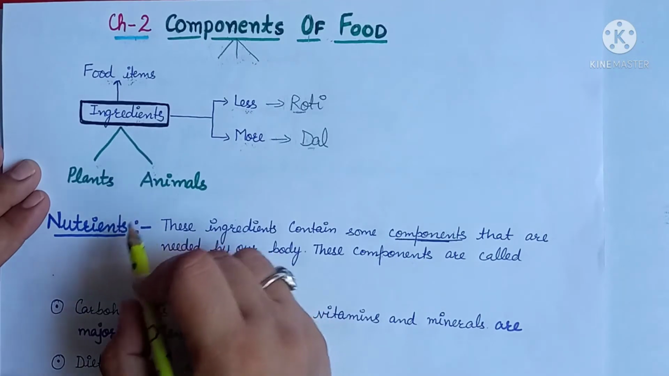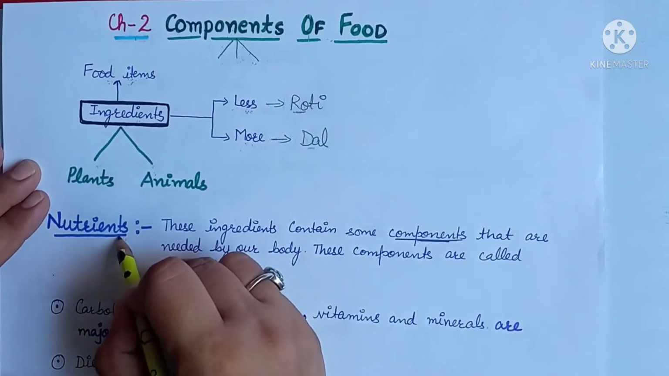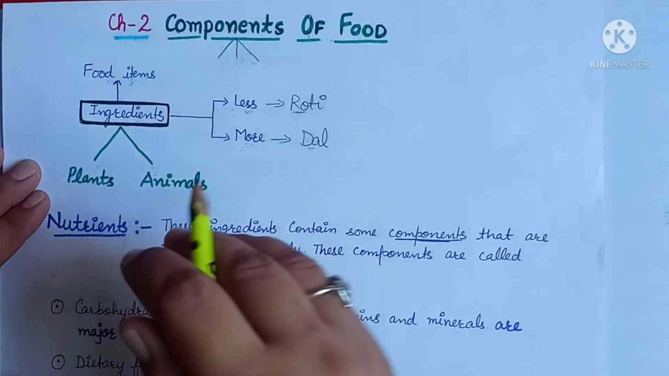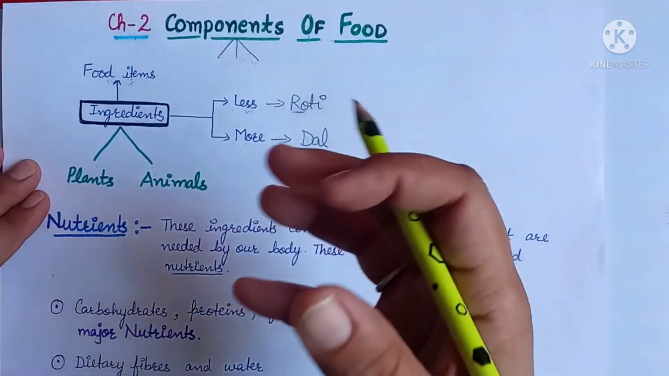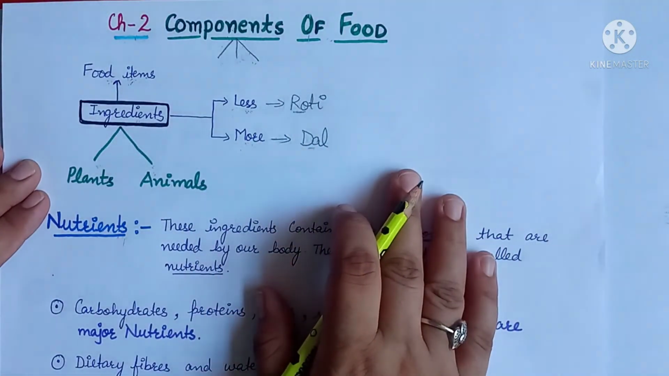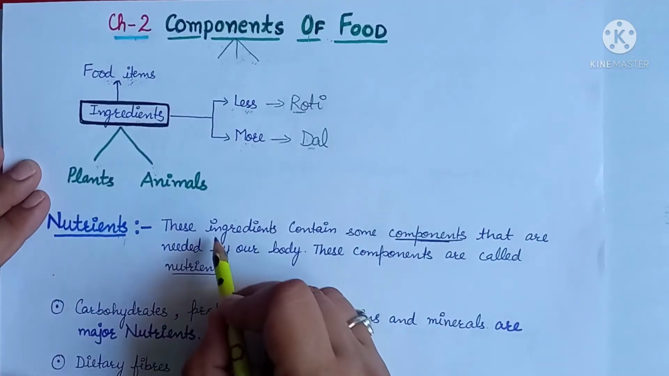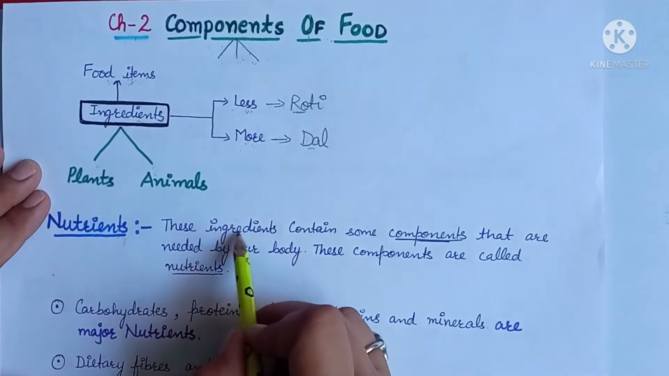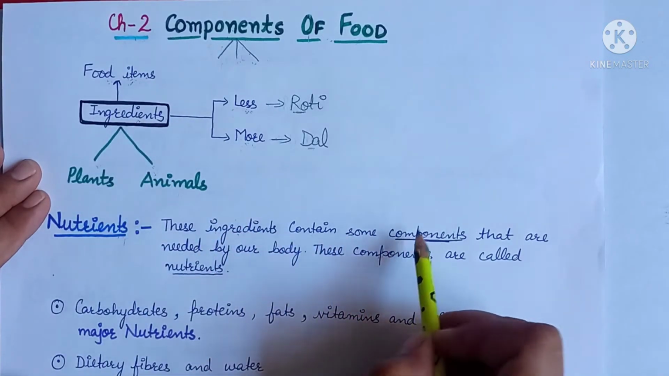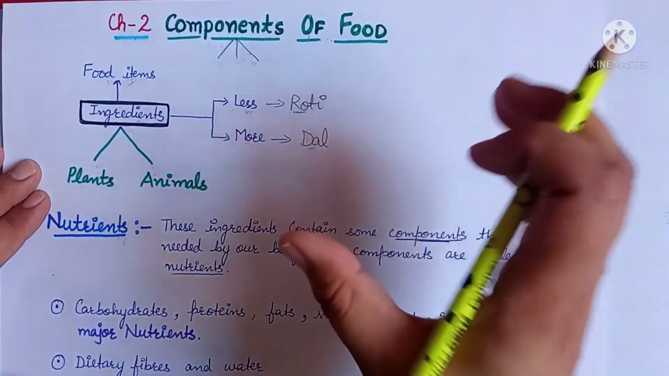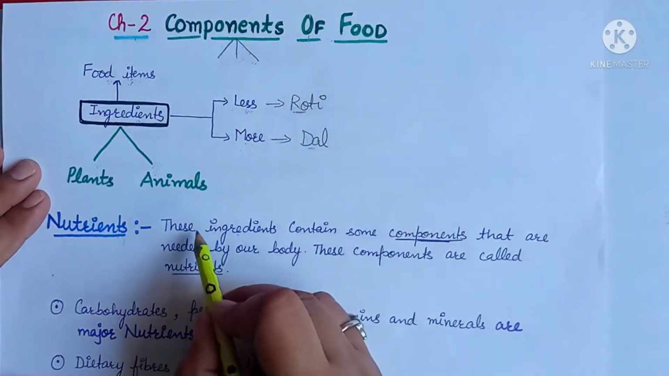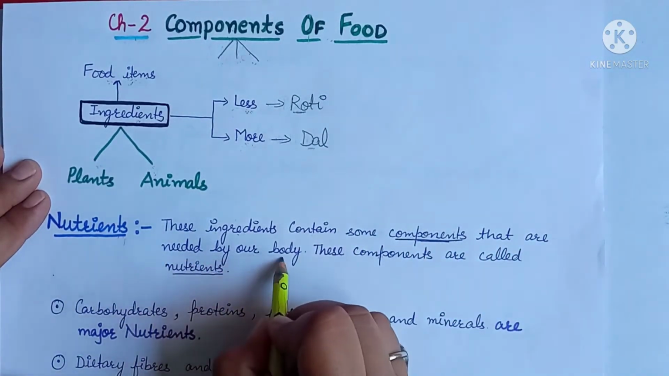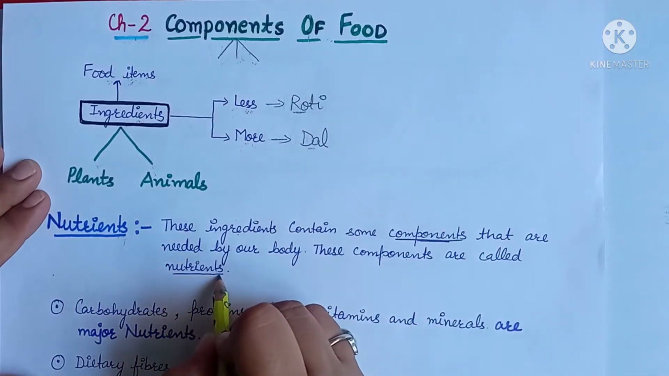Now let us understand what nutrients are. Nutrients means some important components which are present in the ingredients, and which are very essential for the proper growth of our body. They are called nutrients. These ingredients contain some components. Components means a part of a whole item. So these ingredients contain some components that are needed by our body. So these components are called nutrients.